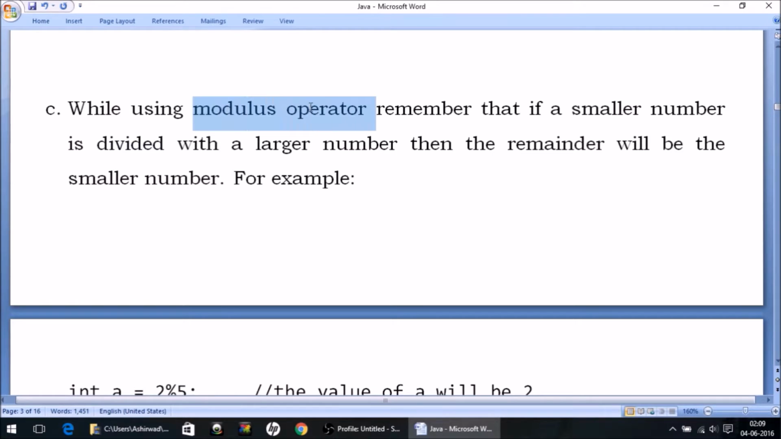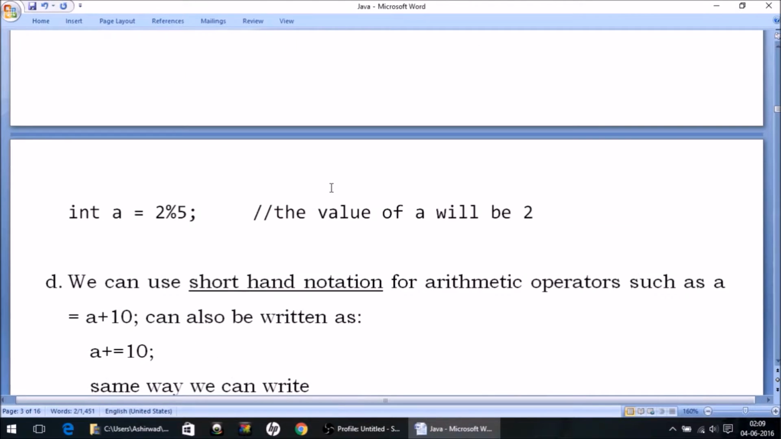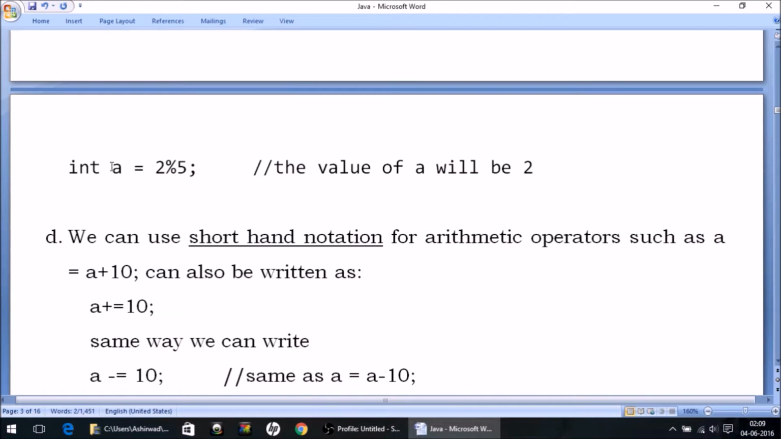Regarding modulus operator, there is one more interesting thing which I have shown here in the example. If you write like I have written int a is equal to 2 modulus 5. Of course the modulus operator will give us the remainder of this calculation, but what will it be? Now you have to understand that the smaller number is being divided by a larger number. So whenever this happens and you are using modulus operator, the remainder will be this number. The smaller number will always be the remainder.